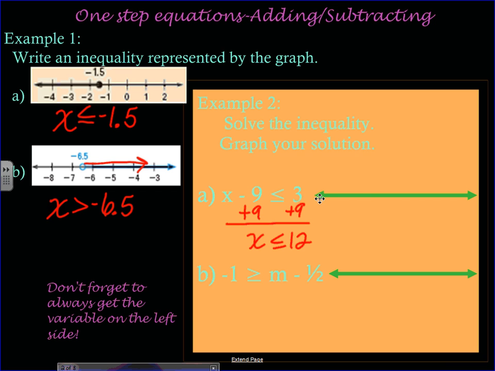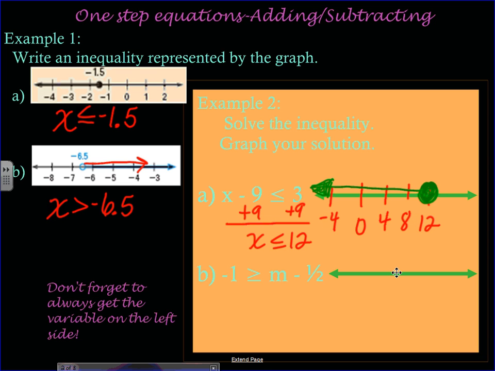And then again, I want you to graph your solution. So we've got a 12, so maybe we start off with 0, and let's go negative 4 over here on this side, and 4, 8, and 12, and it's less than or equal to 12. So we're going to make it a closed-in dot because it's also equal to. And then it says less than, so that tells me I'm going to go to the left. So less than always goes to the left, and greater than always goes to the right.